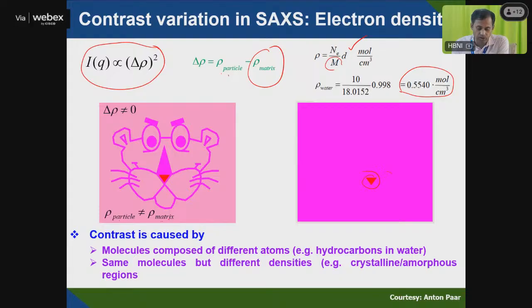So contrast is caused by molecules composed of different atoms. That means you have a hydrocarbon in water, or some molecules with different densities, like crystalline and amorphous regions. So that difference will be very clear in the case of electron density.